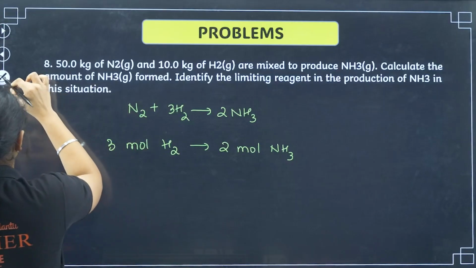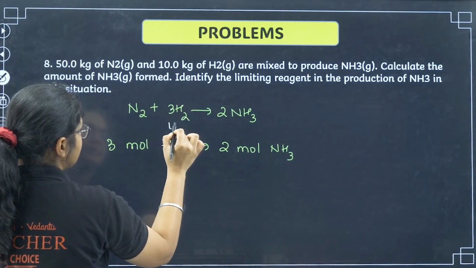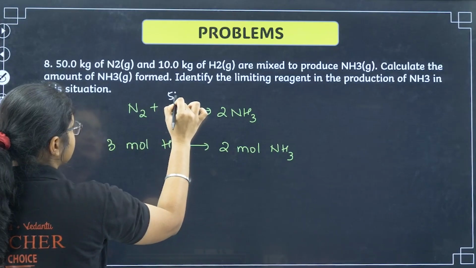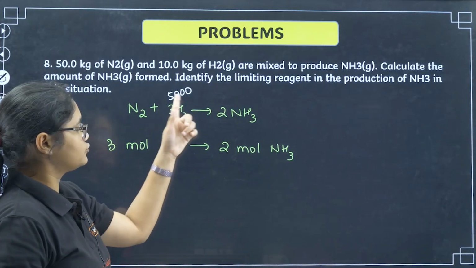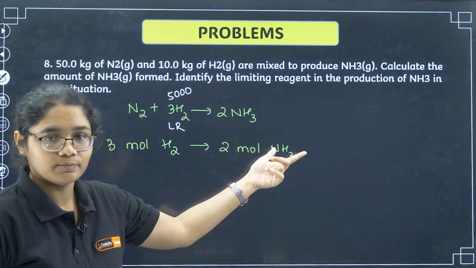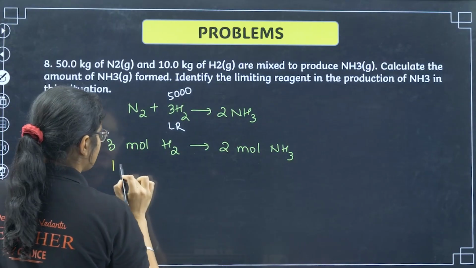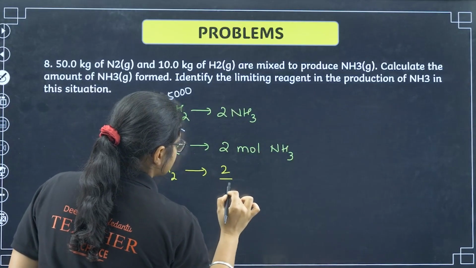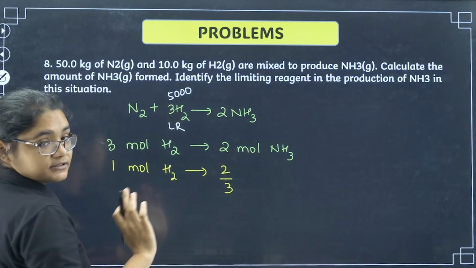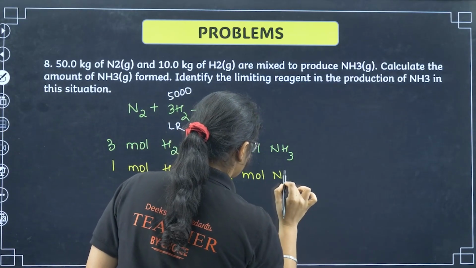In this question, H2 is my limiting reagent. How many moles of H2 were there? 5000. So I have to calculate how many moles of NH3 5000 moles of H2 will give. So 3 moles of H2 gives 2 moles of ammonia, so 1 mole will give 2 by 3 moles of ammonia.